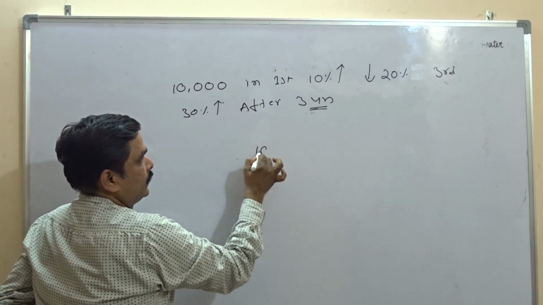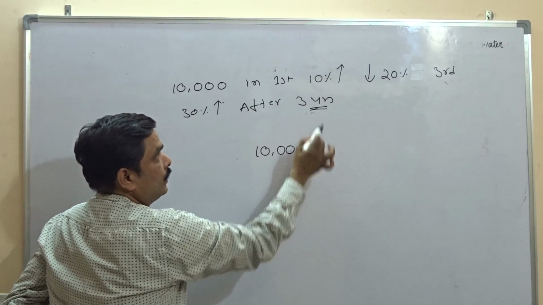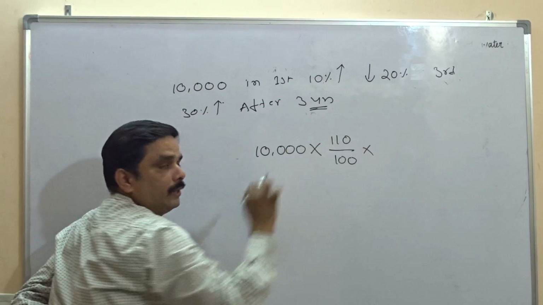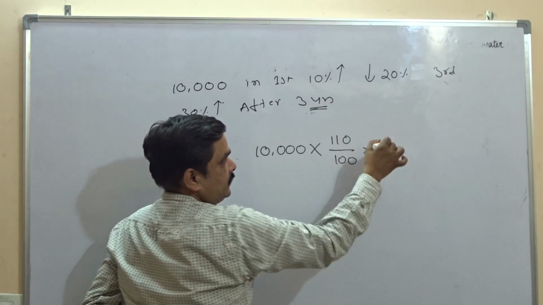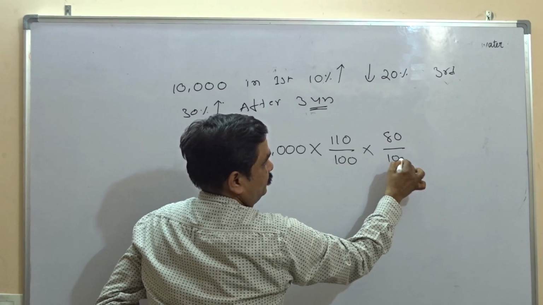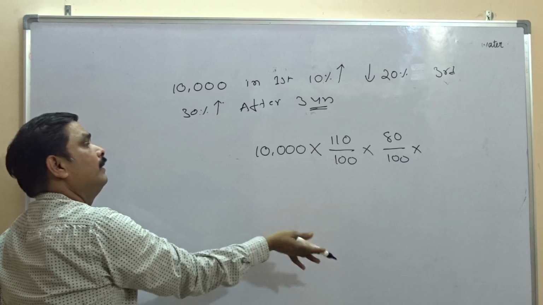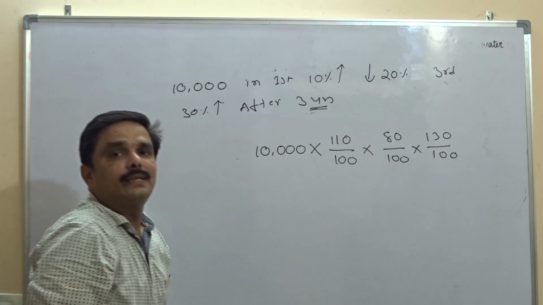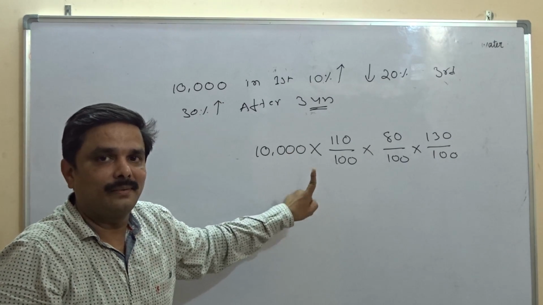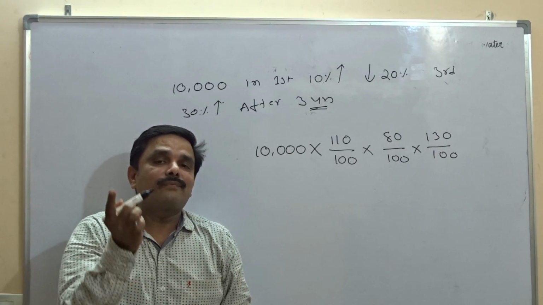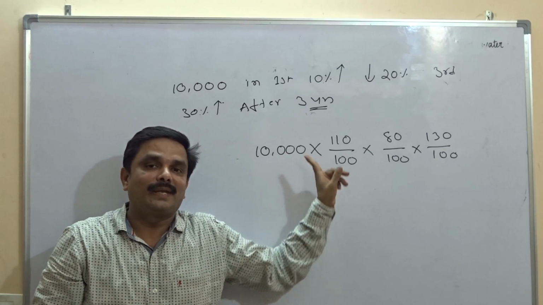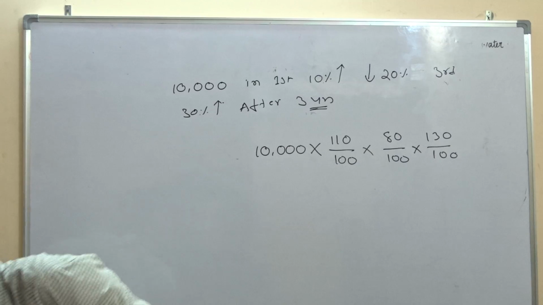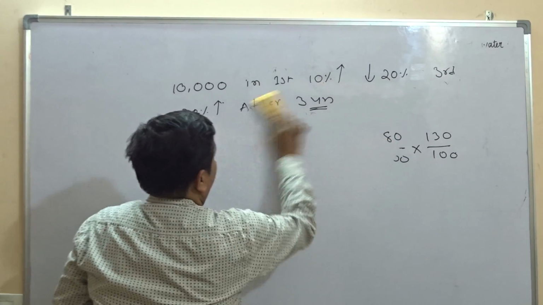Simply 10,000, right, into first year 10% increased, 110 by 100, into second year 20% decreased, 80 by 100, into third year 30% increased, 130 by 100. You just simplify this one. Got the idea? Right. But what if the question is given in the reverse way? In the reverse way means that this is a very simple question. You can solve this one. Now I'll explain you what if they give in the reverse way.